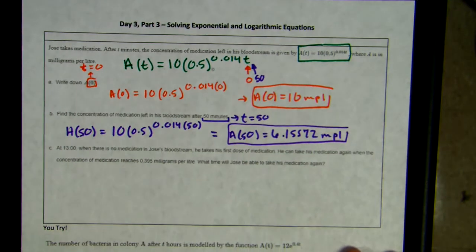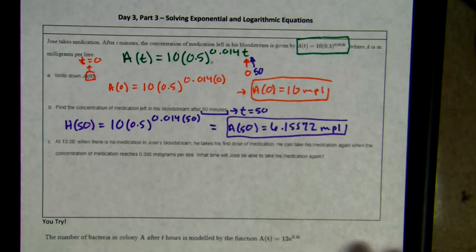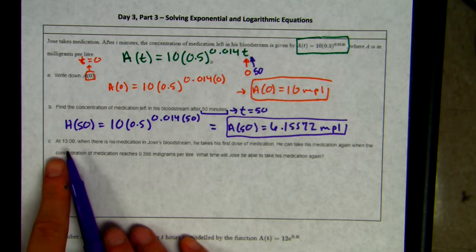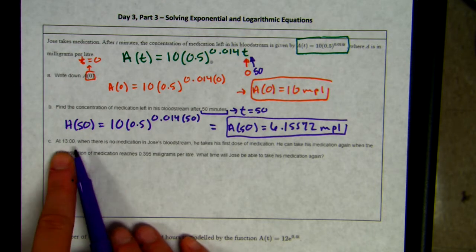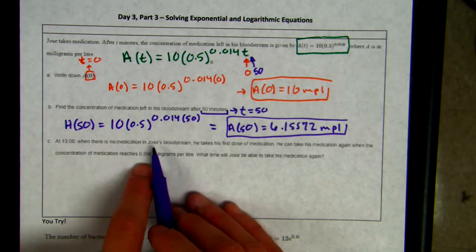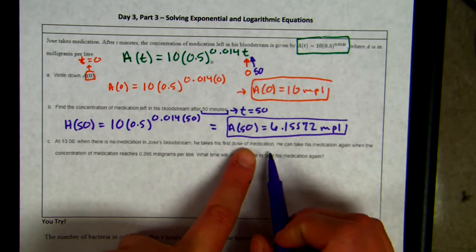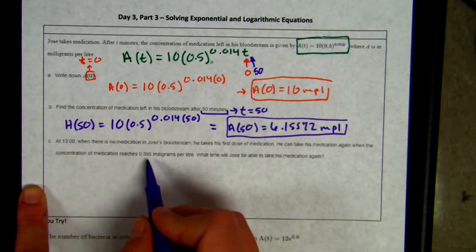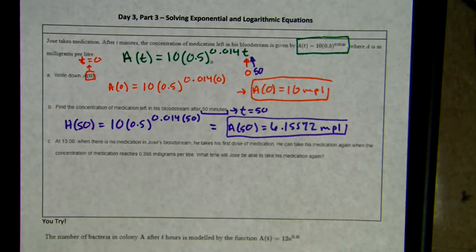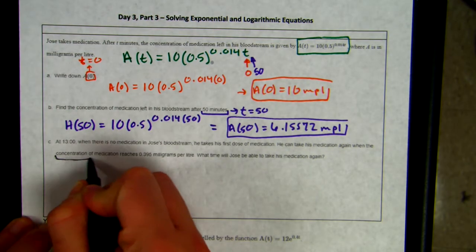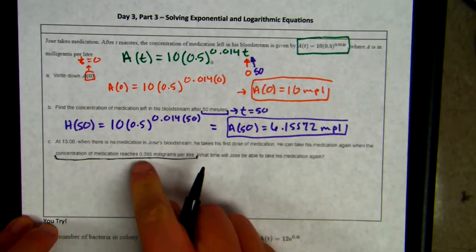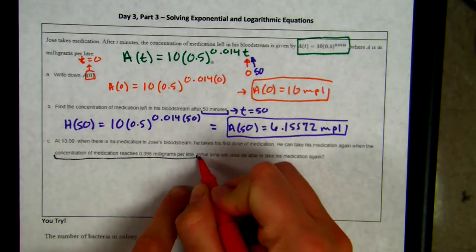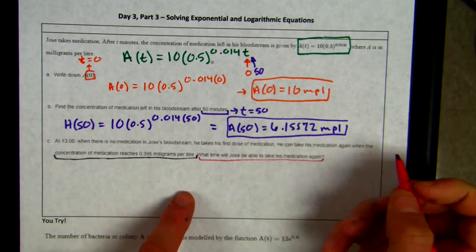Now the very last one gets a little bit trickier because there's a little bit of solving that we have to do. This says at 13 o'clock, which is not a unit of time I ever used, but it exists if you're in the military. When there is no medication in Jose's bloodstream, he takes the first dose of medicine. He can take his medication again when the concentration of the medication reaches 0.395 milligrams per liter. Then it says, what time will Jose be able to take his medication again?